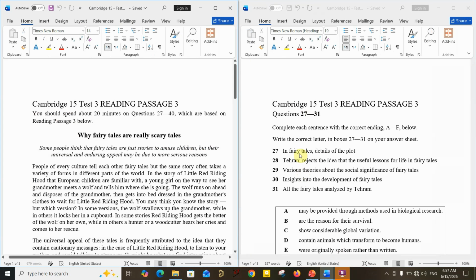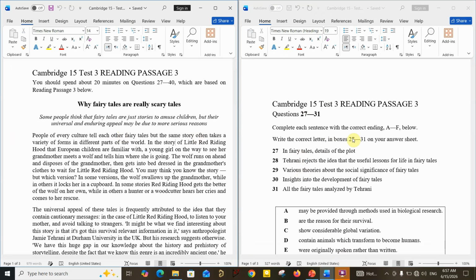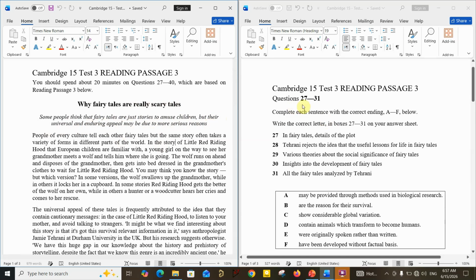So as always, I split the page into two halves. On the left hand side you can see the passage, and on the right hand side you can see questions relating this passage. Why fairy tales are really scary tales? Some people think that fairy tales are just stories to amuse children, but their universal and enduring appeal may be due to more serious reasons. So our passage is about fairy tales. Questions 27 till 31. Complete each sentence with the correct ending, A to F, below.